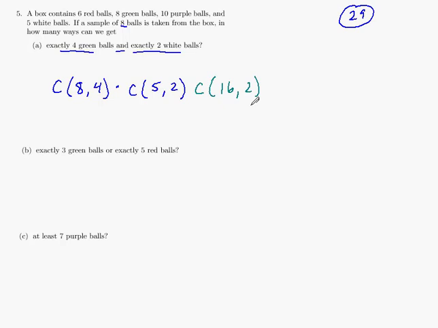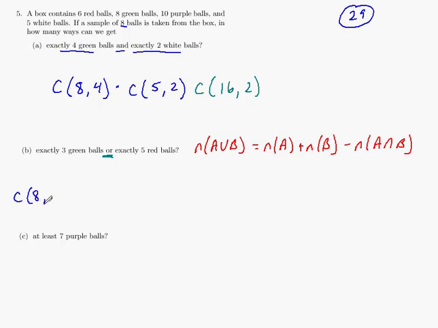Part B says we want exactly 3 green or exactly 5 red. Anytime you hear the word or, in essence we're looking at this as the number of A union B, union is or, is the number of A plus the number of B minus the number of A intersect B. So I want exactly 3 green. So combination, 8 choose 3.